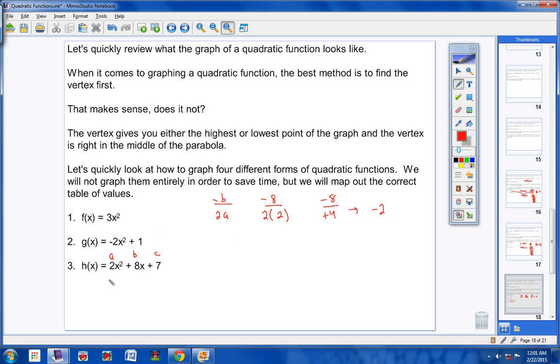So now I'm going to go back and put a negative 2 in real quick here. Well, negative 2 times negative 2 is 4, times 2 is 8. Negative 2 times 8 is negative 16 plus 7. Well, 8 minus 16 plus 7 does give you a negative 1, okay? Negative 1. So I know my vertex is negative 2, comma, negative 1, okay?